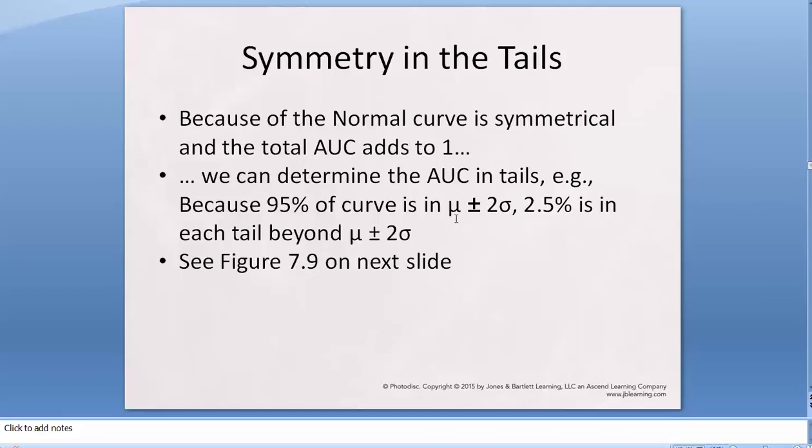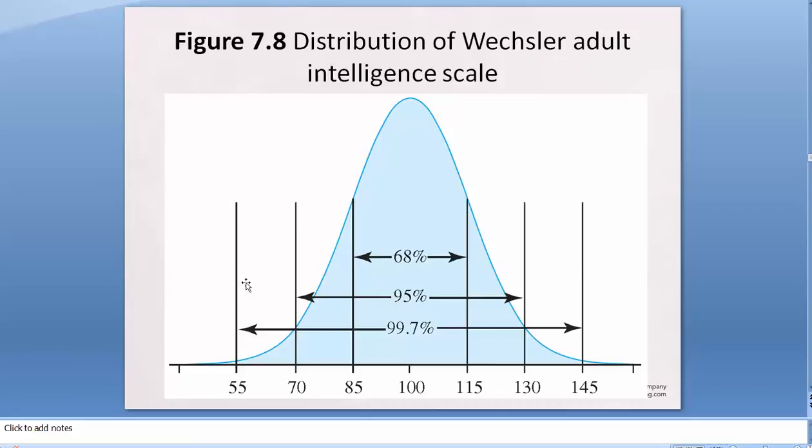So if you talk about 95%, let me go back. 95% will be between these two. Now, because the curve is symmetric, the remaining 5% you can equally divide between the two tails. 95% will be in the middle, and the remaining 5% is equally divided. This part will have 2.5% and this part will have 2.5%. 2.5 plus 2.5 adds to 5%.